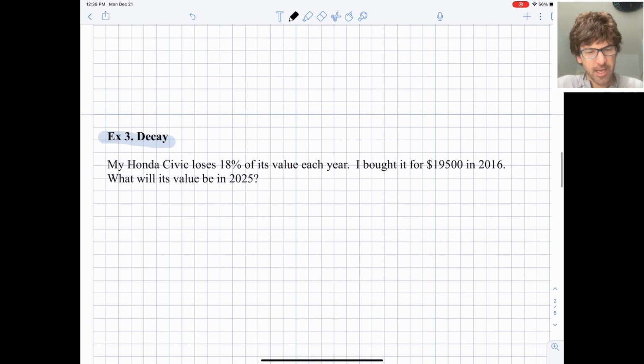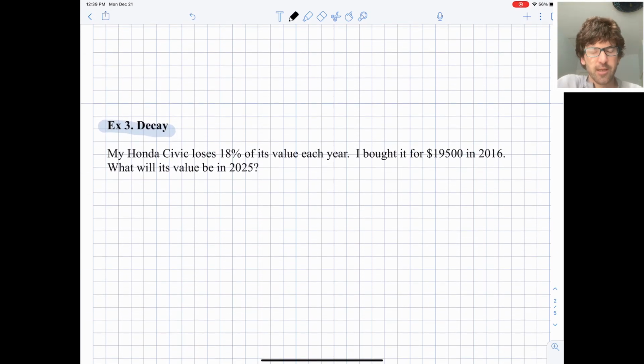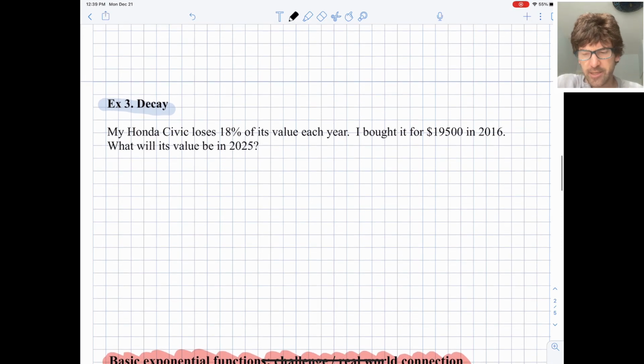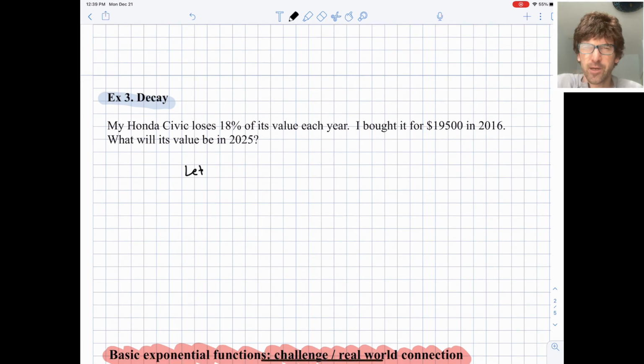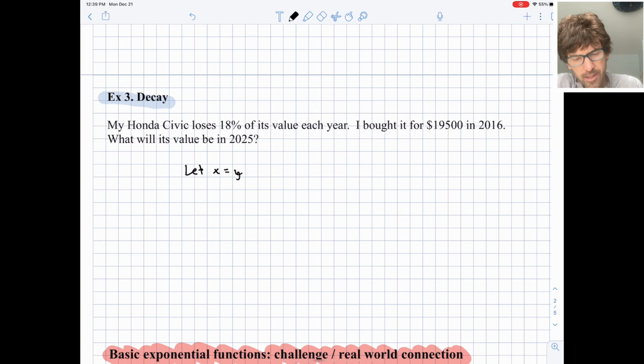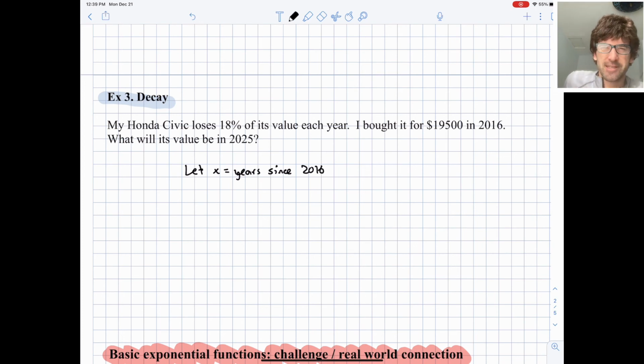And then a last problem that we'll do, an example of decay. My Honda Civic loses 18% of its value each year. I bought it for $19,500 in 2016. What will its value be in 2025? Okay, so first we need to set up, we have to be careful what our x variable will represent. It's going to represent years, but let's have it be years since 2016. Okay, I don't want to have to be plugging in 2025 as an exponent into my equation.